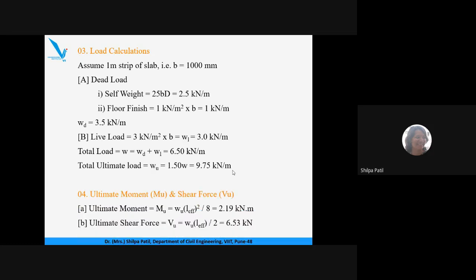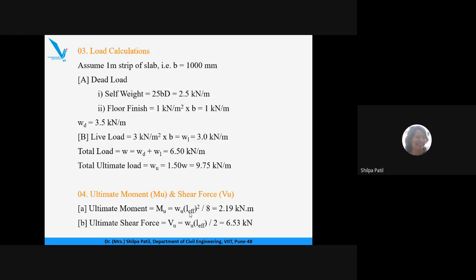So the next step is to calculate the ultimate moment and shear force. Simply supported beam subjected to UDL, we already know the formula for bending moment, WL square by 8. So the same formula we will use here. WL square by 8. W is 9.75. L effective is, we have already calculated as 13.